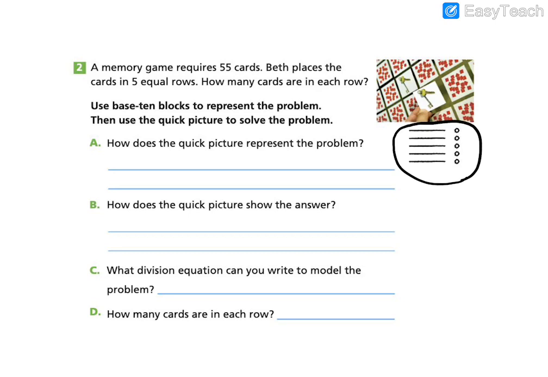So letter A asks us, how does the quick picture represent the problem? Well, what does the quick picture show us? Right? It shows us the number 55, and it shows us it in tens and in ones. It also shows us 5 equal rows. So it represents the problem with 5 tens, 5 ones. You could say placed in 5 rows.